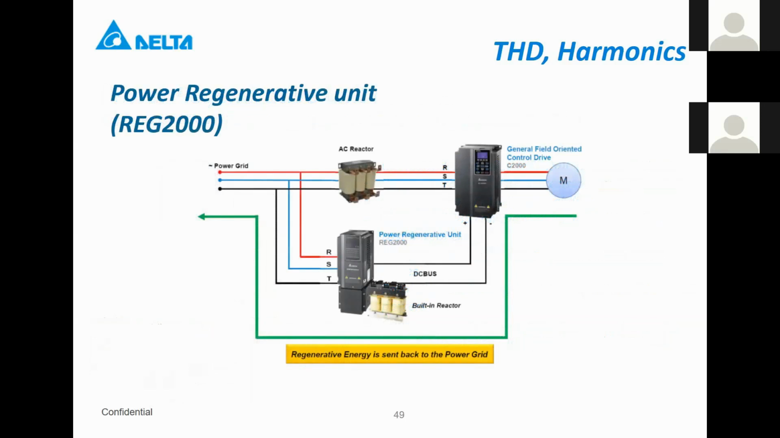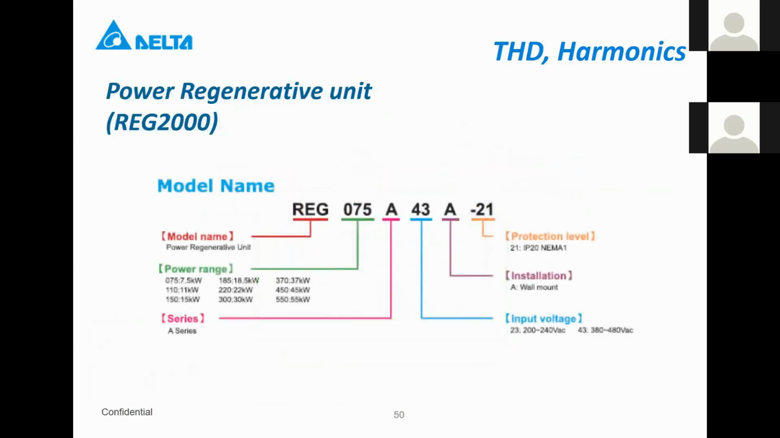This is the wiring diagram. REC 2000 directly connected to the DC bus of the frequency drive. And you can have an AC reactor for the drive, of course, but it's not always necessary. Build up type number. It goes up to maximum 55 kilowatt, and then you can parallel them, for example.